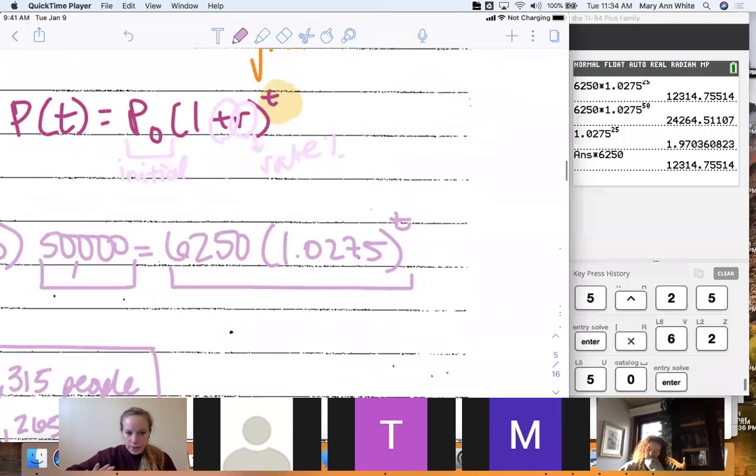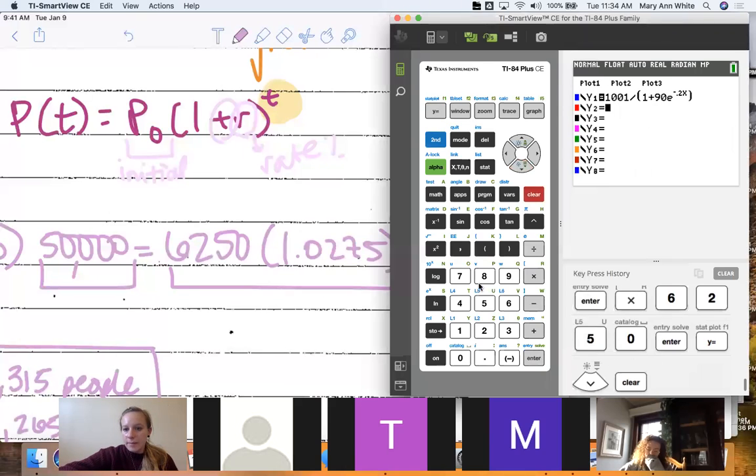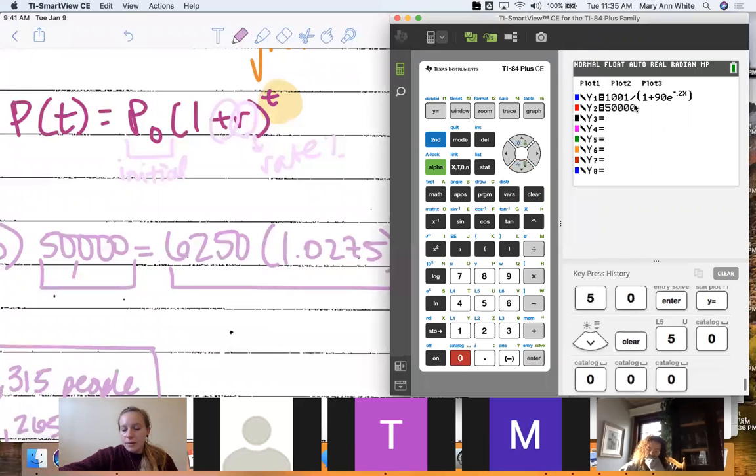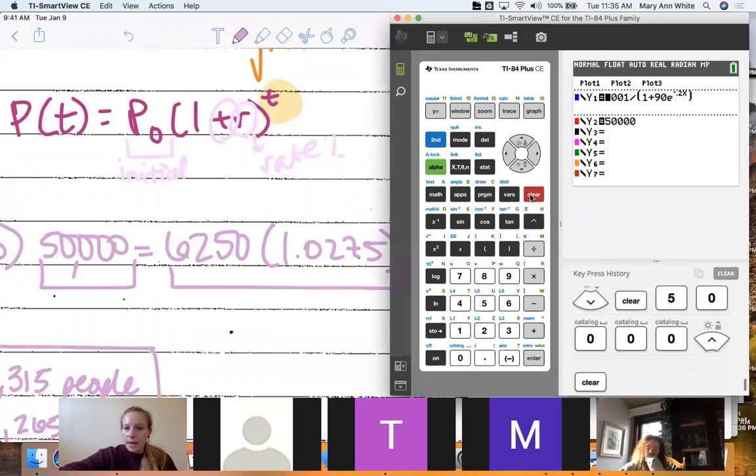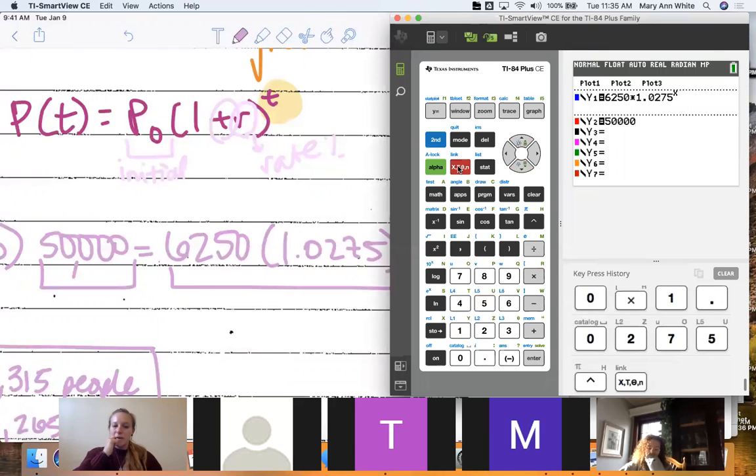Any questions on my equation? Okay, let's plug it in. Instead of 600, I'm going to write 50,000. 50, 3 zeros, okay. And then I'm going to write 6250 times 1.0275 caret x, raised to the x.